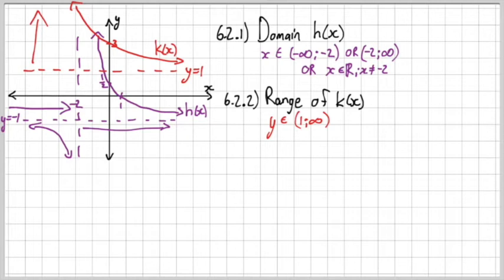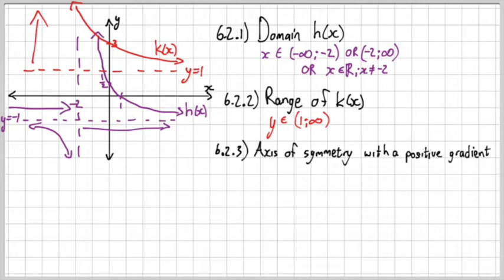So question 6.2.3 asks us for the axis of symmetry with a positive gradient. Now for this you need your theory, because the theory of a hyperbola says the following.